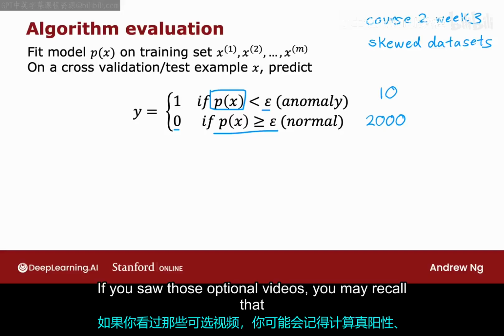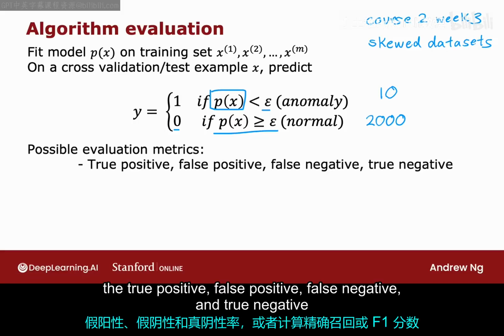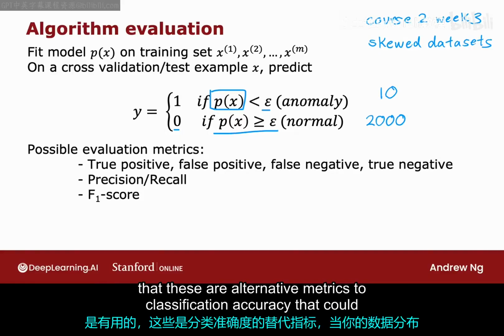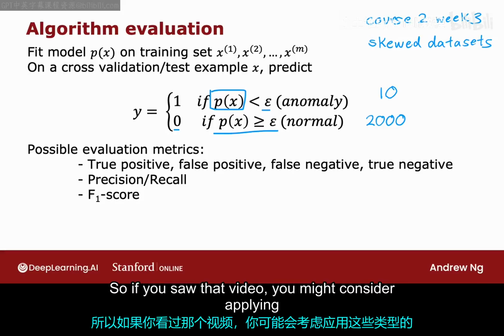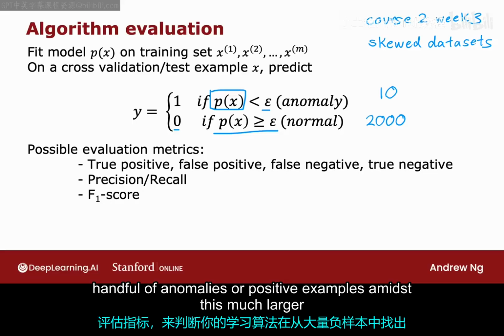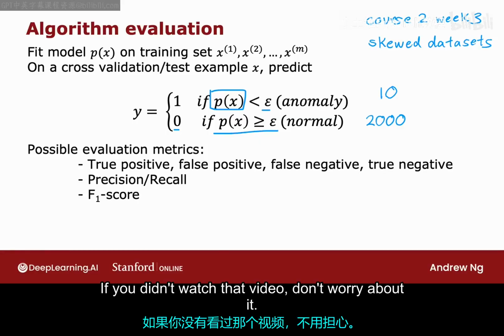If you saw those optional videos, you may recall that we saw it can be useful to compute things like the true positive, false negative, and true negative rates, or to compute precision, recall, or F1 score, and that these are alternative metrics to classification accuracy that could work better when your data distribution is very skewed. So if you saw that video, you might consider applying those types of evaluation metrics as well to tell how well your learning algorithm is doing at finding that small handful of anomalies or positive examples amidst this much larger set of negative examples of normal plain engines. If you didn't watch that video, don't worry about it.